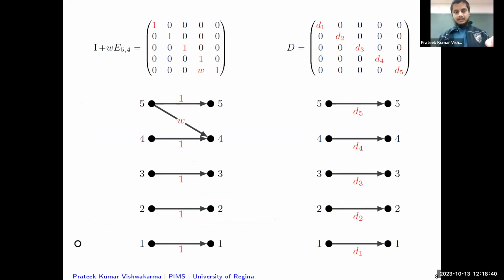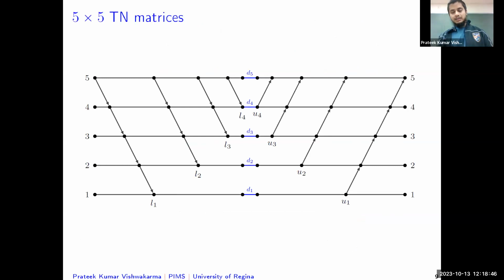So for instance, if you concatenate all the factors for 5 by 5 PN matrices, then the planar network that you would get after removing all the redundant vertices and edges would look like this, in which all the edges are directed from left to right, and the weights of all the horizontal edges are 1 except for the edges D1, D2, D3, and so on. And the non-horizontal edges could have any non-negative weight.